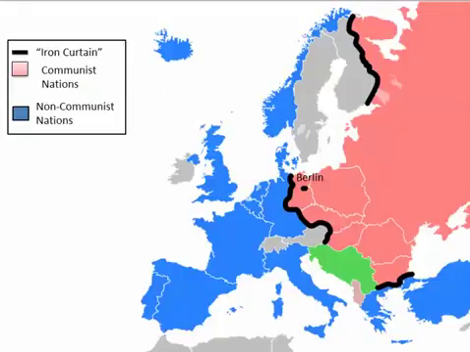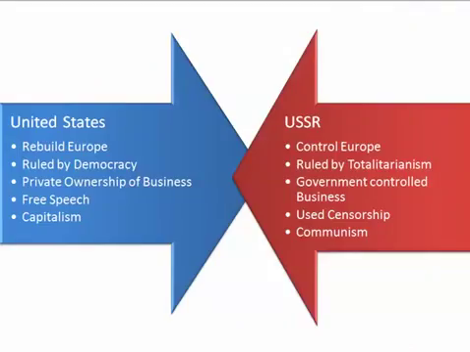Alright, so what we have here in the Cold War is the United States capitalism over here versus USSR communism. Now, some of the characteristics are the United States wanted to rebuild Europe, and wanted Europe to be ruled by democracy. In other words, the private ownership of business we talked about was one of the things the United States, and capitalism, and free speech and free press and free government are the characteristics of United States capitalism.